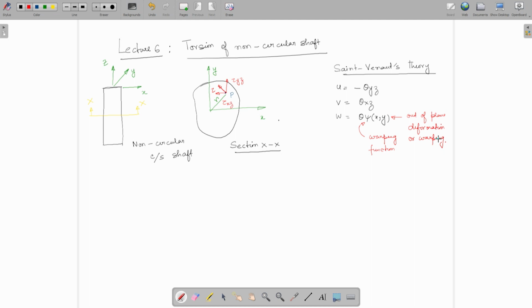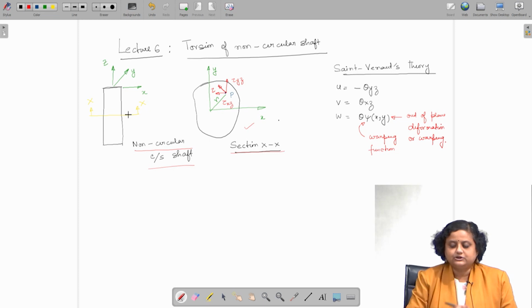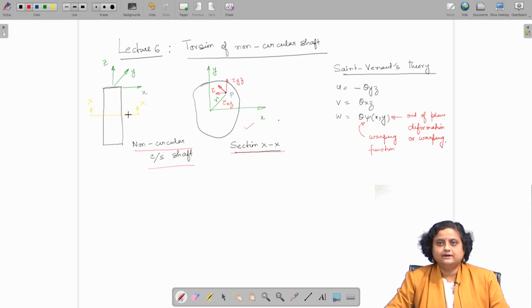this lecture. So, let us assume a shaft which is shown here, which has a non-circular cross section. So, this is the cross section, this is any arbitrary cross section XX of the shaft, which is non-circular in shape and can be any arbitrary shape, as I mentioned in the last class.